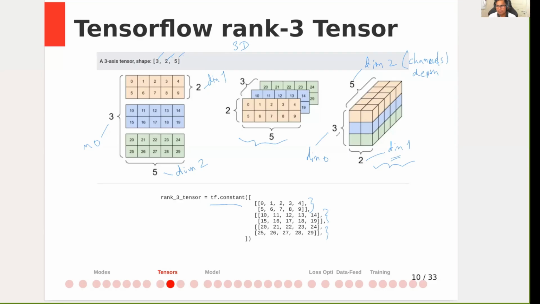So very often when we talk about images, we call dimension 0, the number of rows, the height, H, and dimension 1, the number of columns, the width, W, and the third dimension, or dimension 2, the number of channels, or depth, D. So this is the visualization I recommend to use in dealing with tensors.